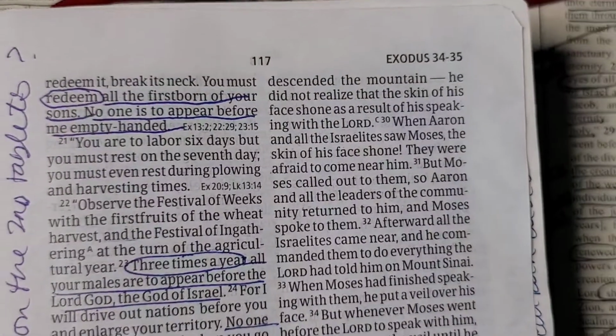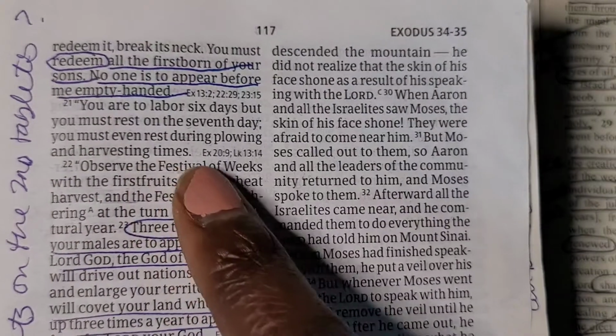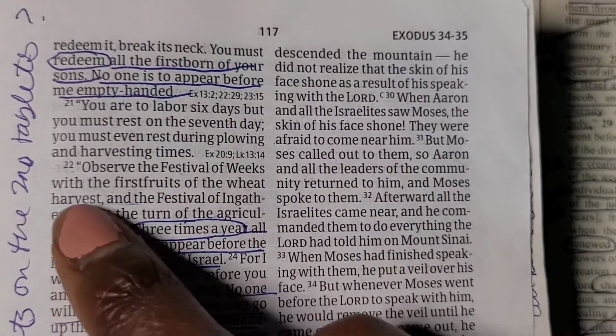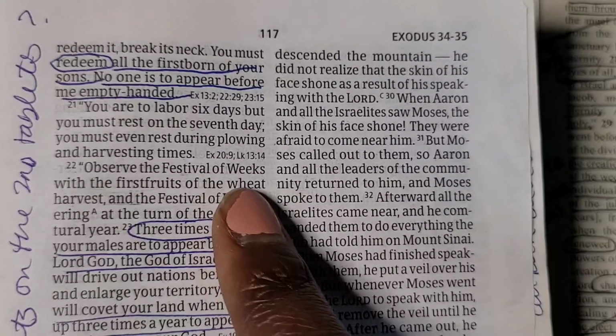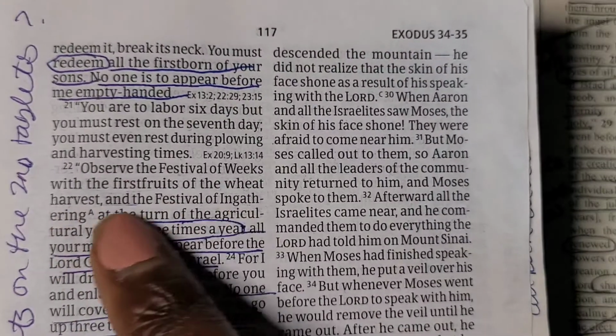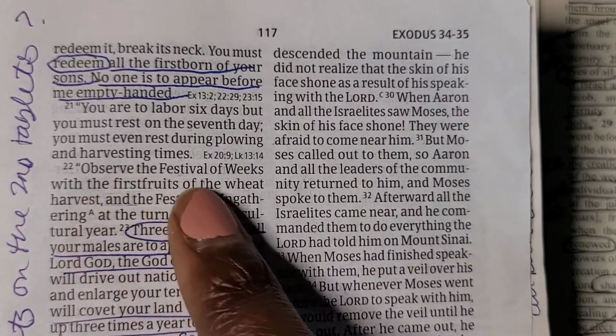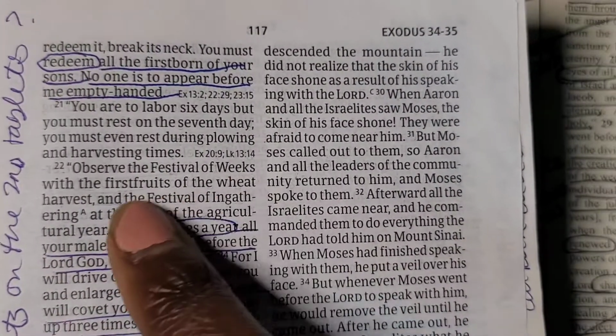You are to labor 6 days, but you must rest on the seventh day. You must even rest during plowing and harvesting times. Observe the festival of weeks, right? The festival of weeks with the first fruits of the wheat harvest, and the festival of ingathering. This is Pentecost, right?